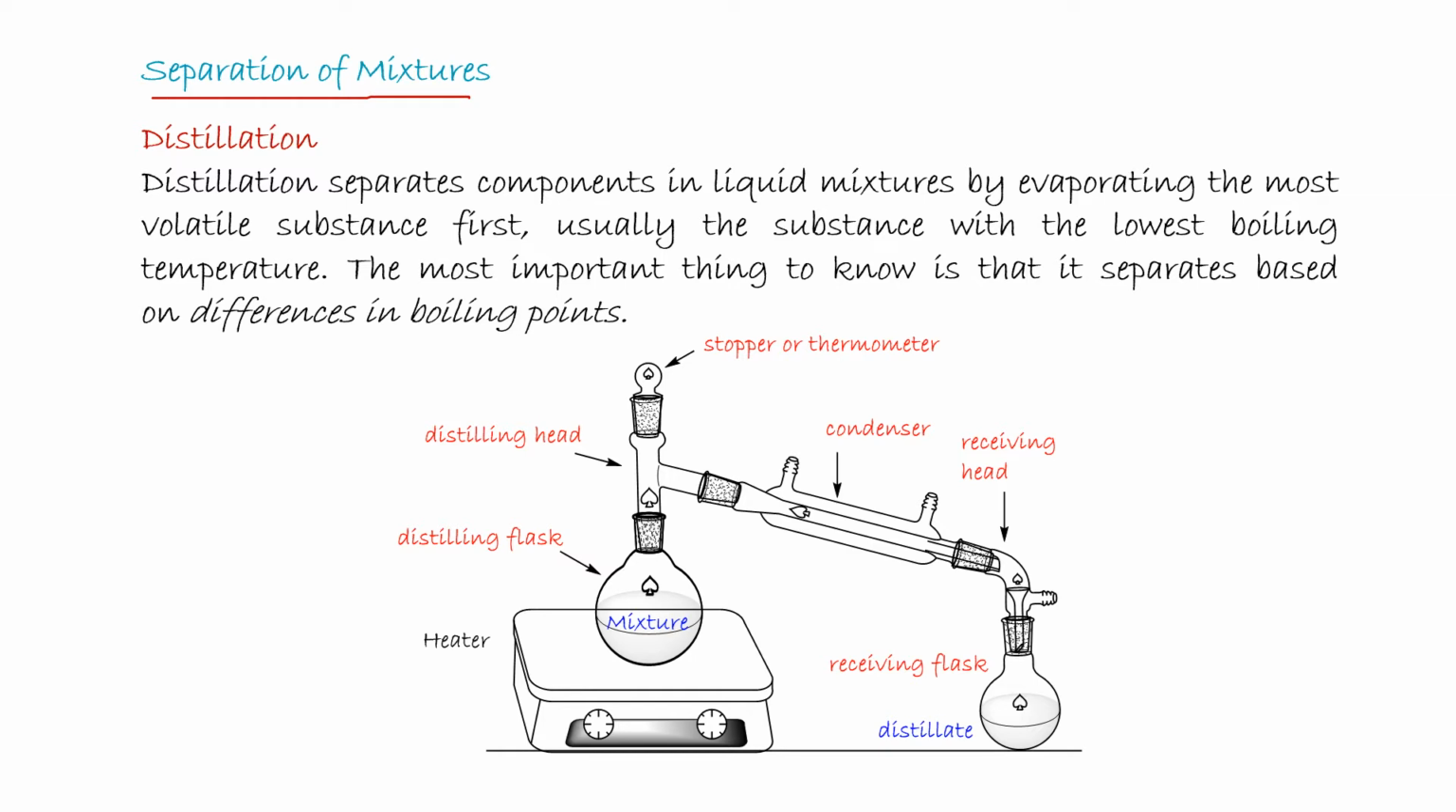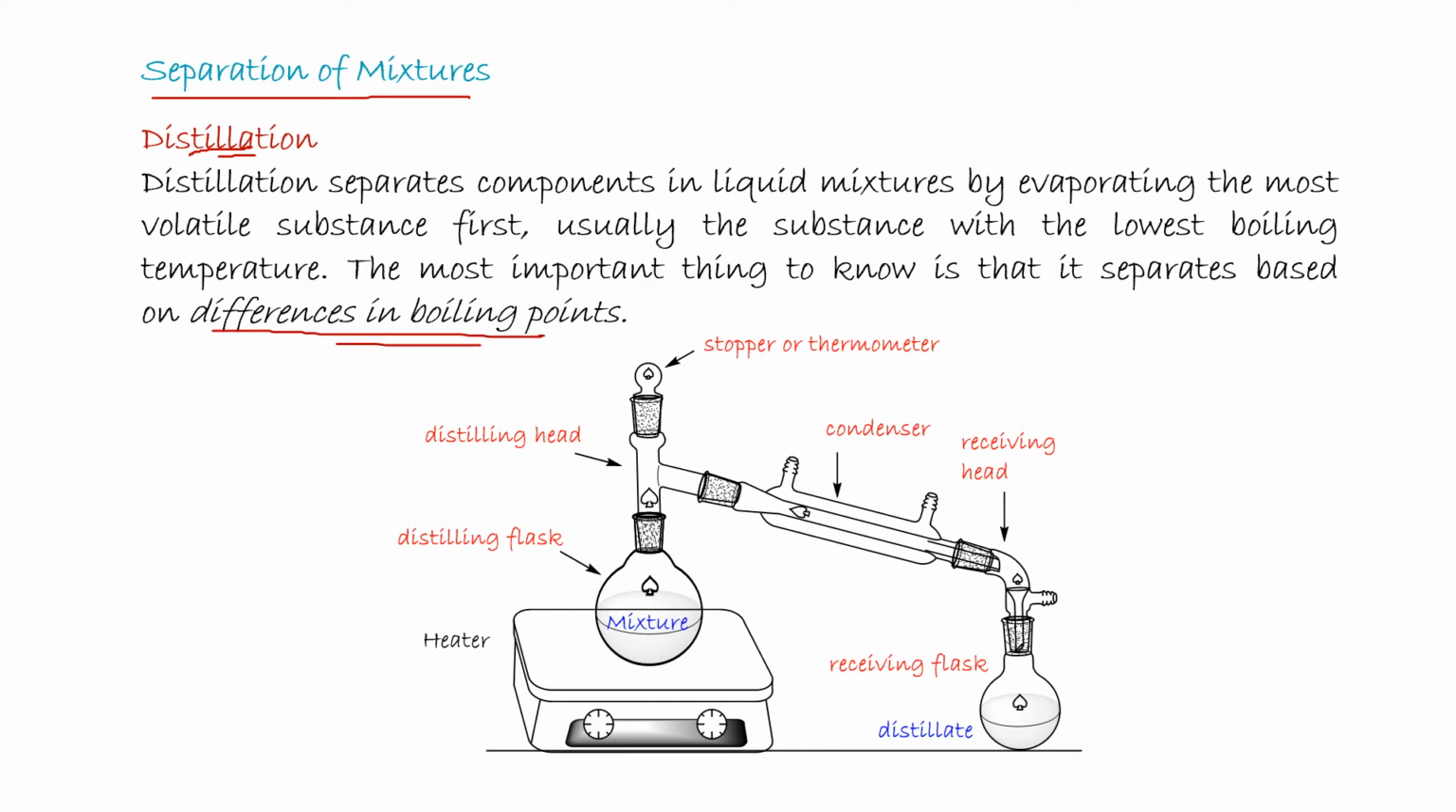Separation of mixtures. We can separate liquid mixtures by distillation, by evaporating the most volatile substance first, usually the one with the lowest boiling point. So the important thing to know is that it separates based on differences in boiling point.